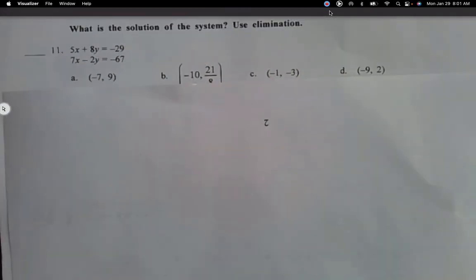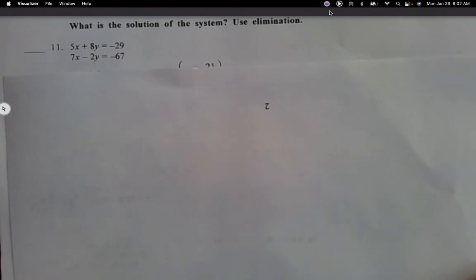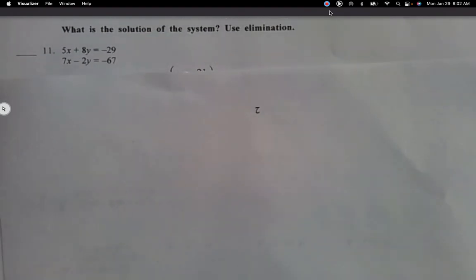All right, this one says use elimination. So what matches? Do the X's match? No. Do the Y's match? No. But what can I multiply by to make them match? Multiply the bottom one by 4. Multiply the bottom equation by 4.